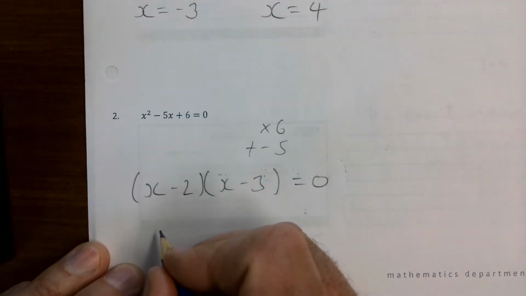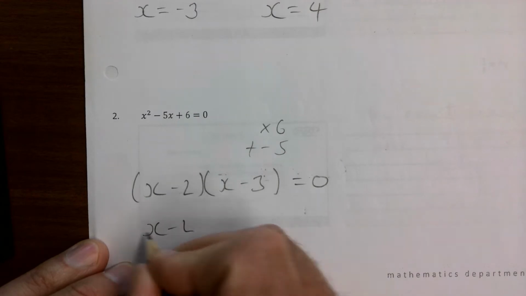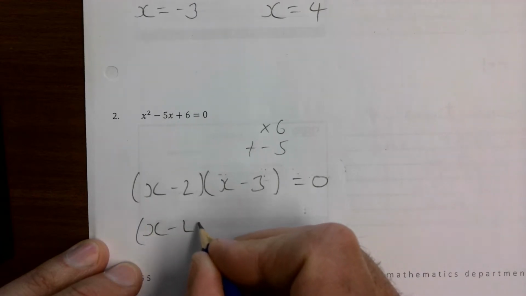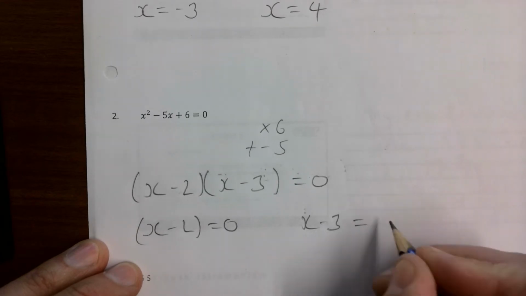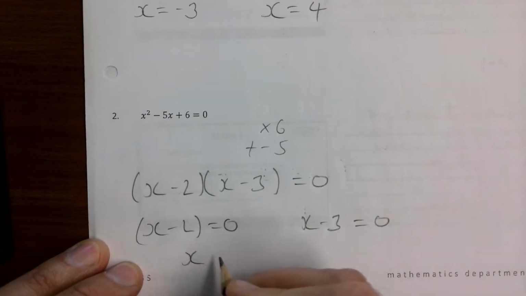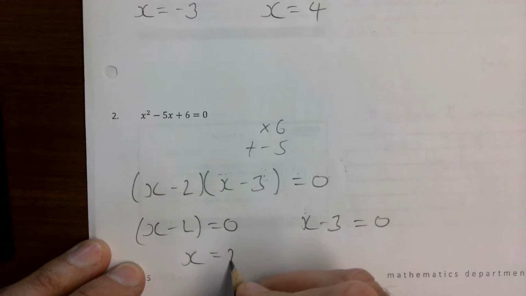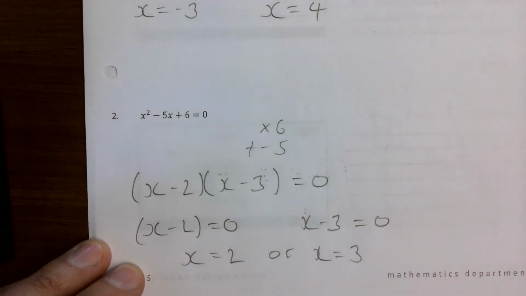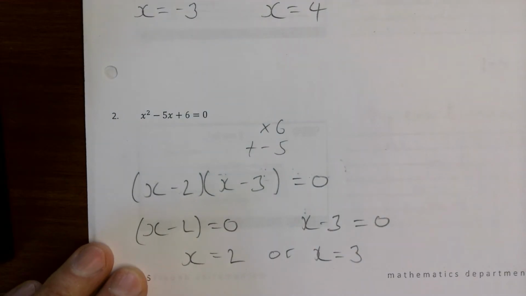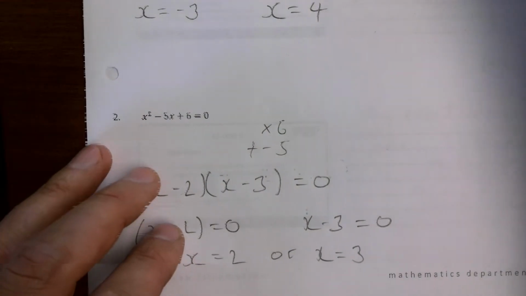So that means either x minus 2, sorry I shouldn't have the bracket there, equals 0, or x minus 3 equals 0. That means then x equals 2 or x equals 3, and those are the two solutions then to that quadratic equation. Going on then to the next example.